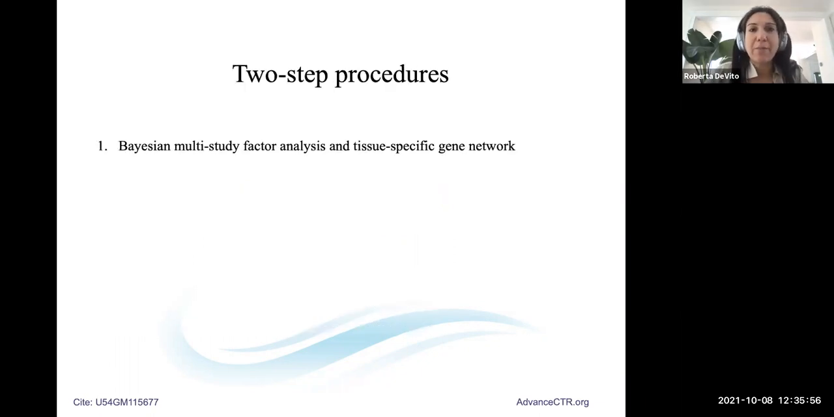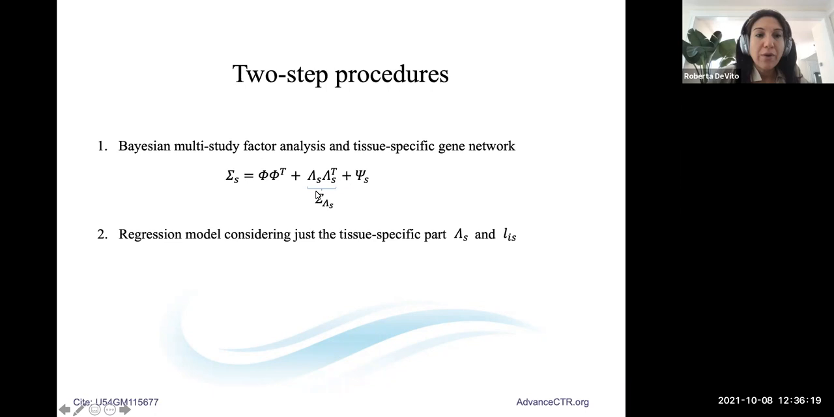First of all, we are performing this Bayesian multi-study factor analysis, and we are detecting tissue-specific gene networks. So again, we have the decomposition of our covariance structure, and we are just taking a look at this tissue-specific network, so at our lambda S. And second, we apply a regression model. So we are performing an eQTL analysis, just considering the tissue-specific part.